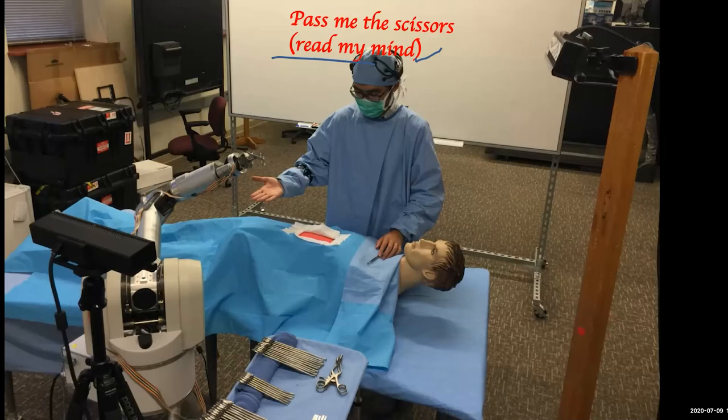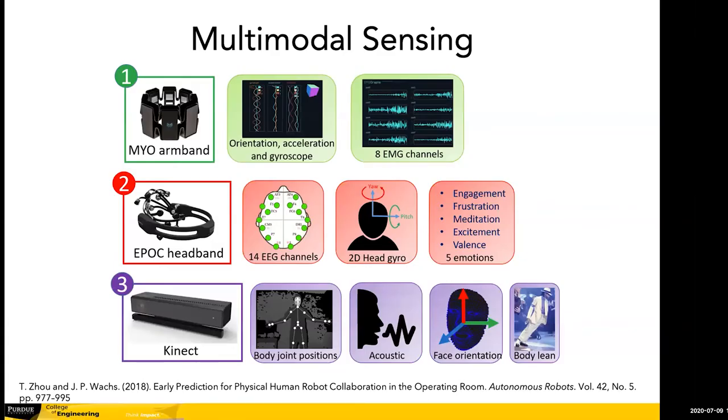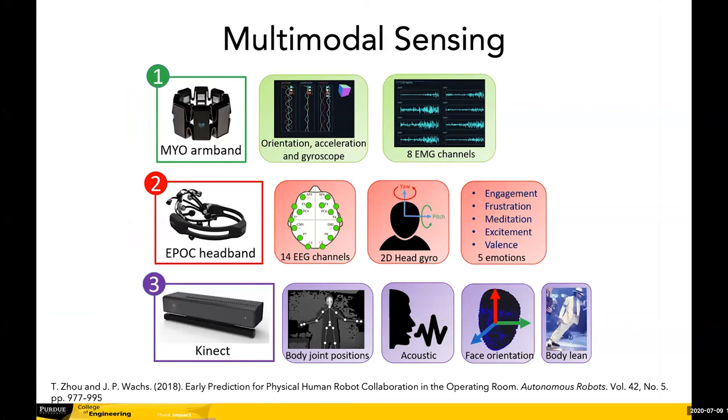We realized that what we need is some type of multimodal sensing, to see if we can predict the needs of a surgeon by his behavior, his body pose, his signals, his electroencephalographic signals, the EEGs, indicating brain activity. That may also be an indication of intention, right? So we fuse all these sensor modalities to predict whether there is a specific request.